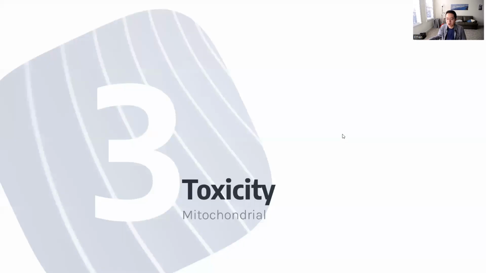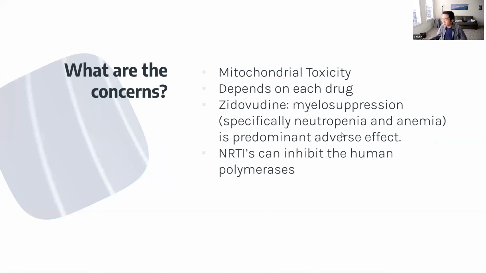Now let's talk about toxicity, and mainly it's mitochondrial. What does that really mean? Remember that NRTIs are nucleoside analogs, and they have something like 100-fold greater affinity for HIV's reverse transcriptase, which is great because we want to destabilize the HIV viral DNA. However, they are theoretically analogs of human nucleosides and could be taken up by human polymerases, which is exactly what causes the toxicity.